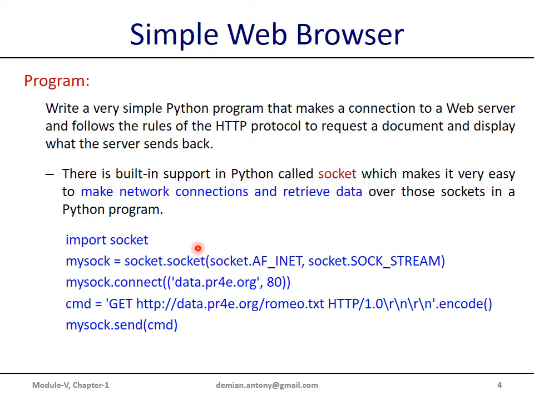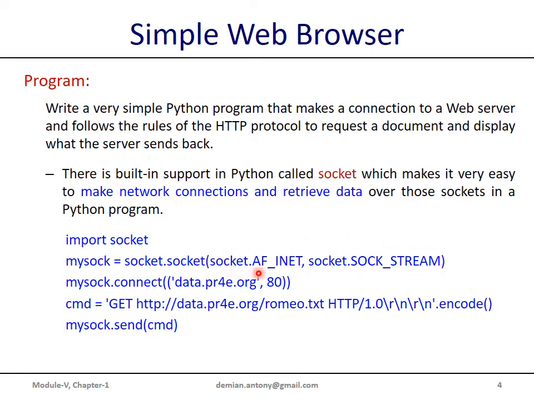Remember, the server is already running, and the server has a socket which runs at, for example, port 80. As a client program, we have to create a socket so that the client socket can communicate with the server through the server socket. So how do we create a client socket? We use socket.socket. So socket is a method associated with the socket library, which takes two parameters. What are these two parameters?